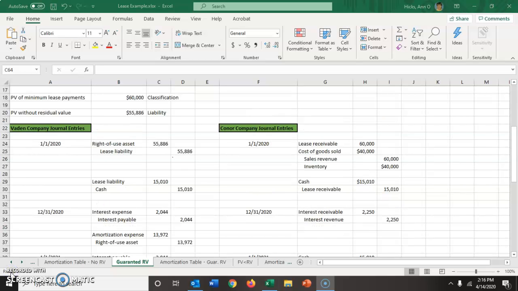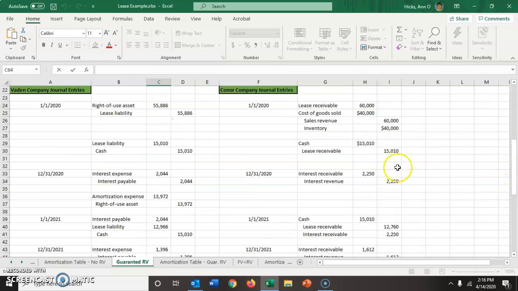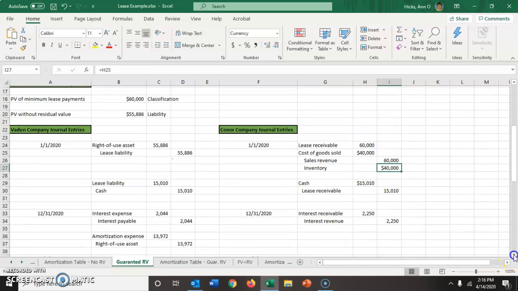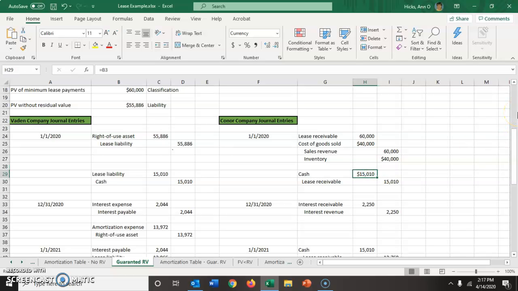Now let's look at the lessor's journal entries. Connor Company, the opening entry at the inception of the lease is exactly the same as it was under the previous example. We will debit lease receivable for the present value of the minimum lease payments and sales, credit sales, and then debit cost of goods sold and credit inventory for the cost. Nothing new there. We will then record our first receipt, which will be the $15,010, debiting cash, crediting lease receivable.